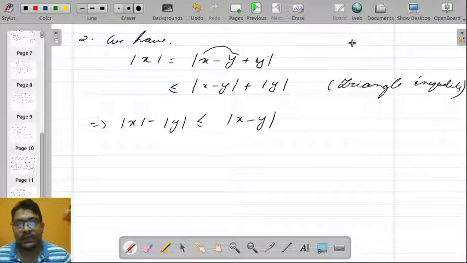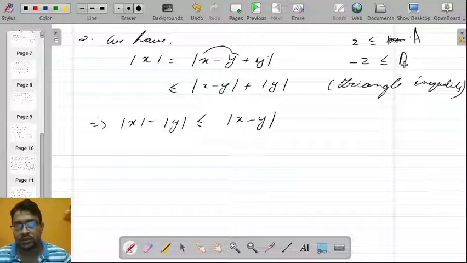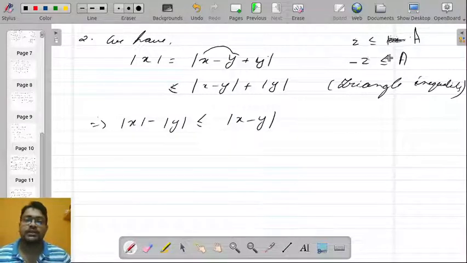See, if I can show that some quantity z is less than or equal to a, and minus z is also less than or equal to the same quantity, say I write a, then I can write maximum of z comma minus z is less than or equal to a. So it will follow that the modulus of z is actually less than or equal to a. So this is what I am planning here.